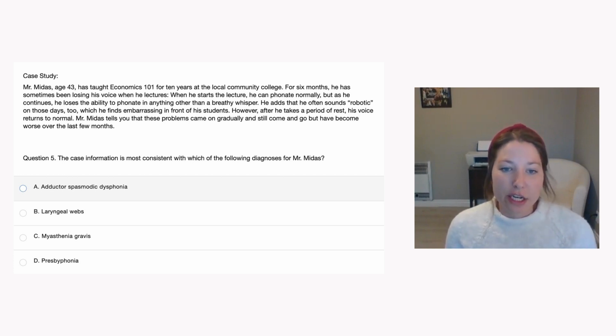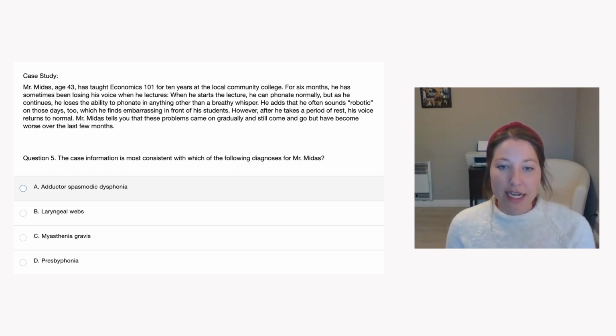So in this scenario, some things to pay attention to are the patient's age. He's 43. Sometimes he loses his voice when he lectures. It's not all the time, it's just sometimes. He loses the ability to phonate in anything other than a breathy whisper. A breathy whisper is a breathy whisper. That doesn't mean that we have stridor. It doesn't mean that we have a strangled voice. It doesn't mean we're hoarse. It just means breathy whisper.